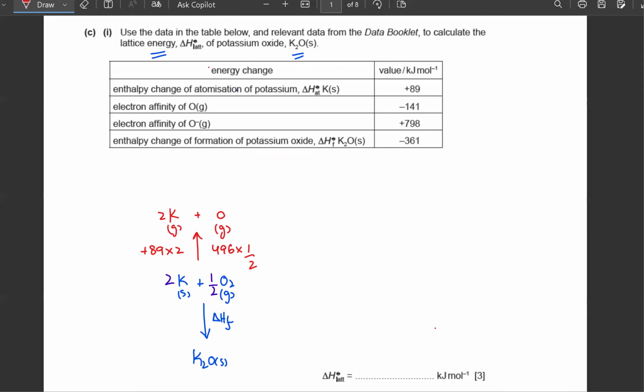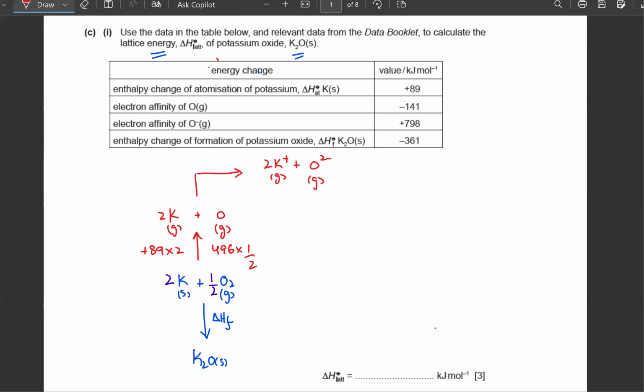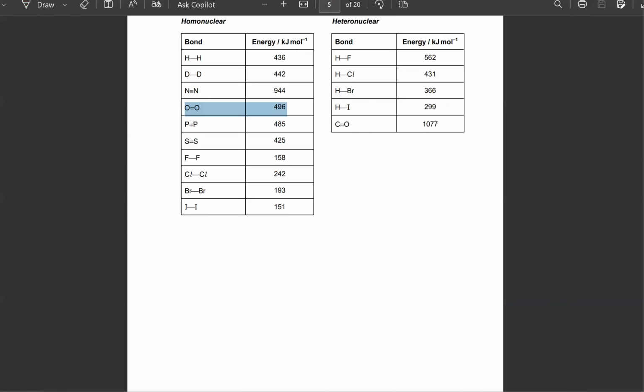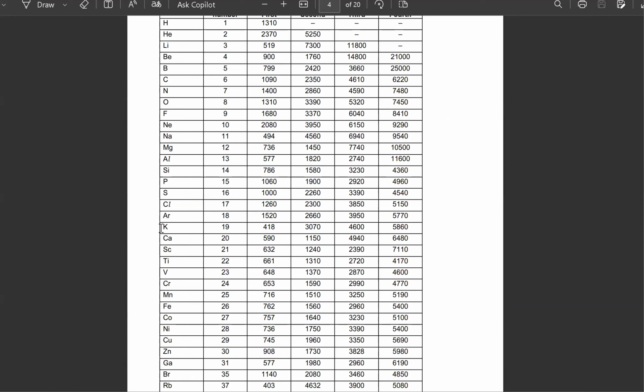The next step is I'm going to ionize them together, in the same step. I need to form 2 potassium ions and oxygen 2 minus ions, gaseous, in a single step. So what does that require? That requires ionizing potassium. Again, that's not given over here, but it's given in the data booklet, on a certain page. Potassium is proton number 19. If you want to ionize potassium, that's 418.